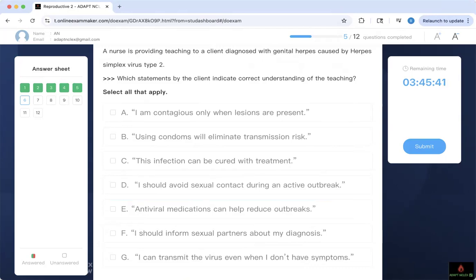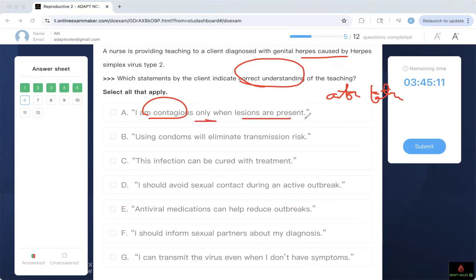Now, let's go back. As usual, I like to break down the question for you so that you can see what is going on. It's a correct understanding. I will underline it so that I can see it in my head and don't pick the wrong one. Teaching, I have herpes. Okay, herpes, number one, you are contagious whether there's a lesion or not. So there's an active phase where there's a lesion, and there's a latent phase where there's no lesion. So active and latent both cause problems. So I am contagious only when there is a lesion present. No.